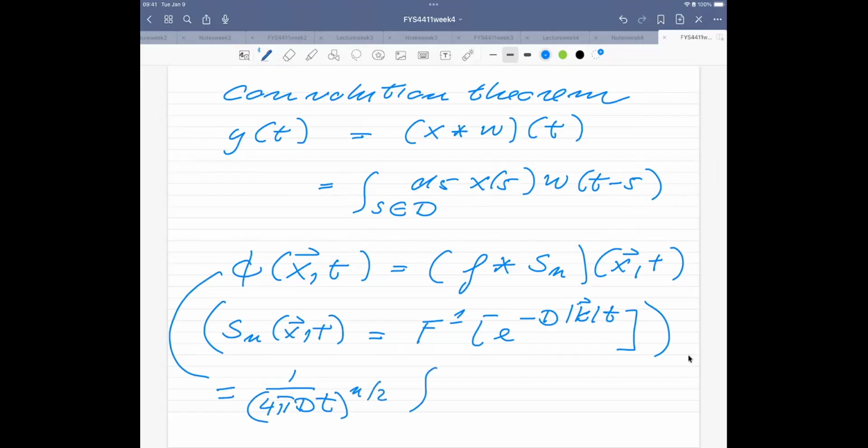And then I have an integral over d y of n. And this is now defined for real space, which is n-dimensional. I have this y here, and this is multiplied with this exponential. And if I now plug that in, this is actually given by x minus y squared divided by 4 D t.